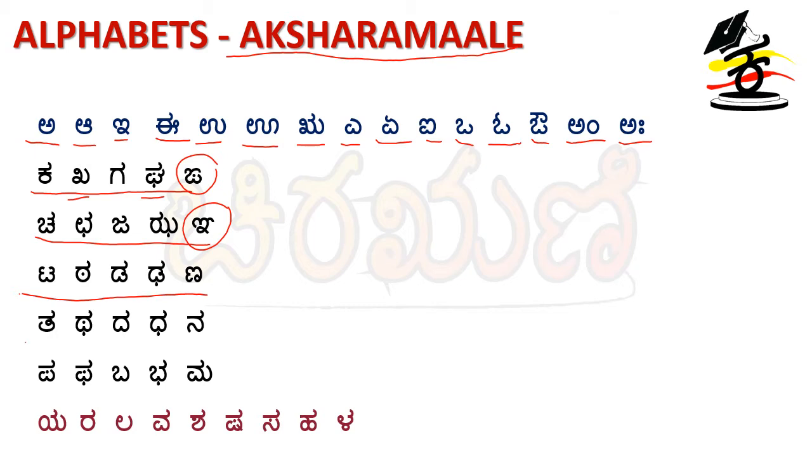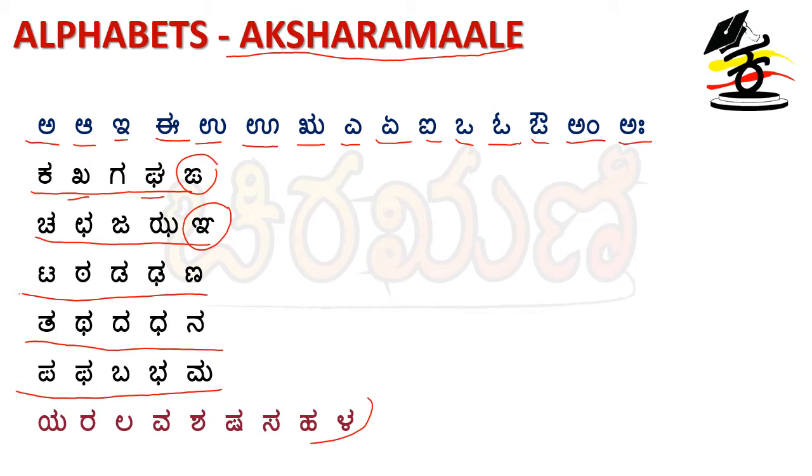And the next is another ta series. It is ta, tha, da, dha, na. And this is the pa series. Pa, pha, ba, bha, ma. And the last is the ya series. Ya, ra, la, va, sha, sha, sa, ha, la.